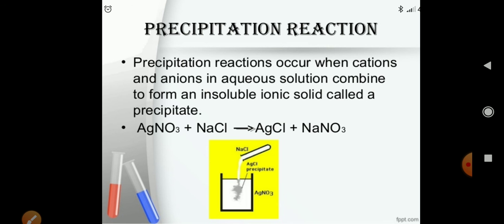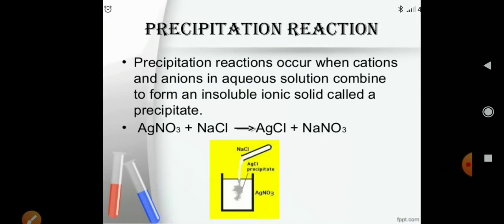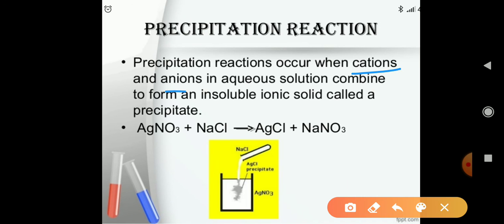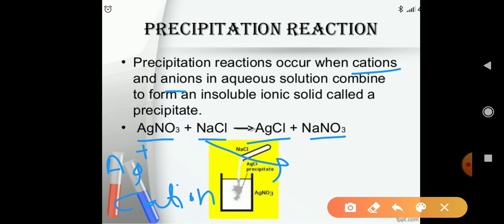A precipitation reaction occurs when cations and anions in aqueous solution combine to form an insoluble ionic solid called a precipitate. An example is silver nitrate plus NaCl, and it gives AgCl plus sodium nitrate. Here in silver nitrate, Ag has a plus charge, so this positively charged species is called the cation. In NaCl there is Cl minus, and this Cl minus is called the anion.